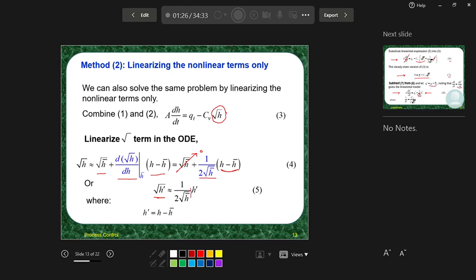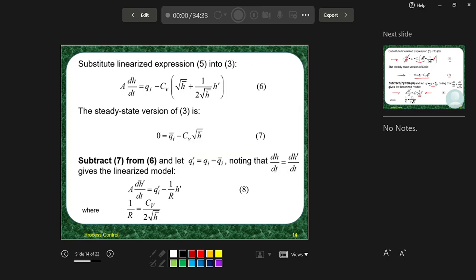This is a constant times h prime. We have linearized the nonlinear term. Then we can take the whole thing here and replace this square root of h, and then the equation will be linear. So we end up with this form of the ordinary differential equation, which is linear.